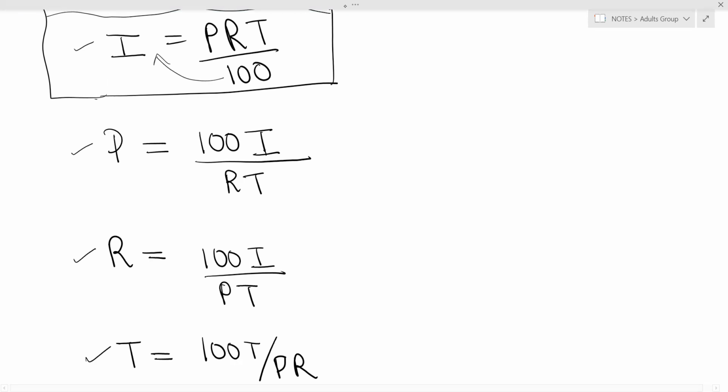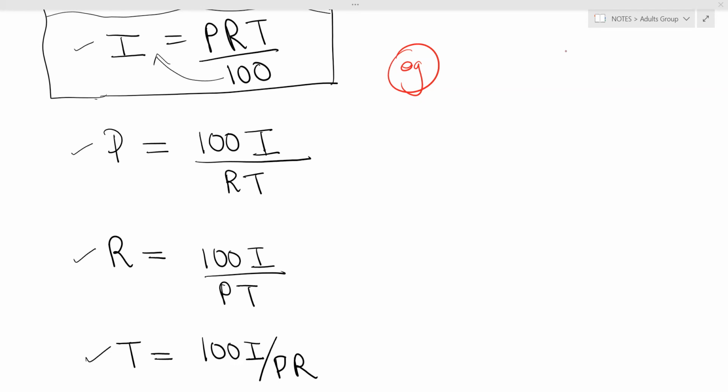So it's 100 by I, multiply. The same for the PT and the PR and RT. Those are all multiplied. Multiplication. Yes, correct.